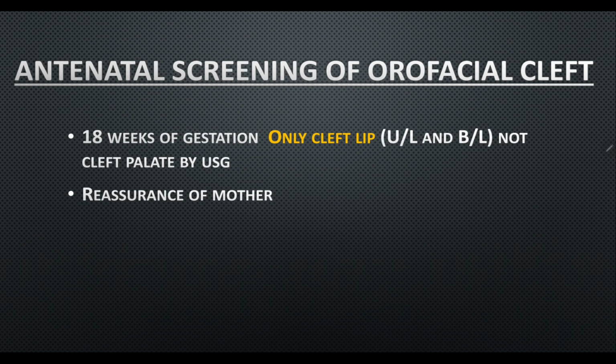Next, antenatal screening is important, but we can only pick up the cleft lip at 18 weeks of gestation. By detecting this, we can reassure the mother, because we have many management options for cleft lip and cleft palate after the baby is born.